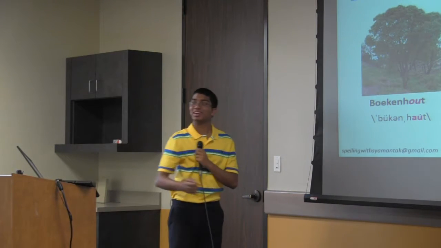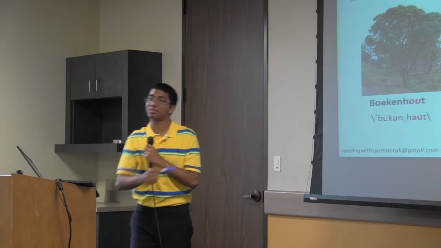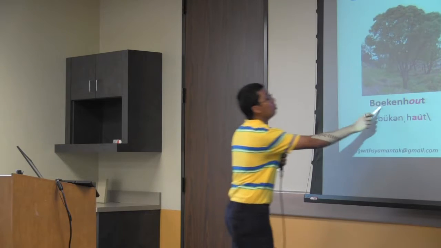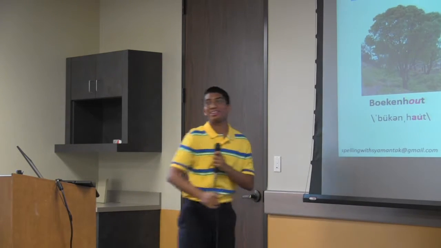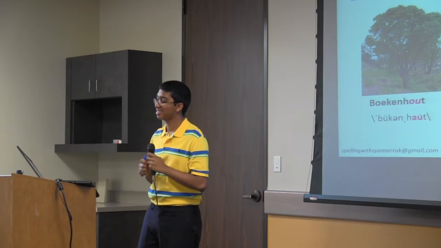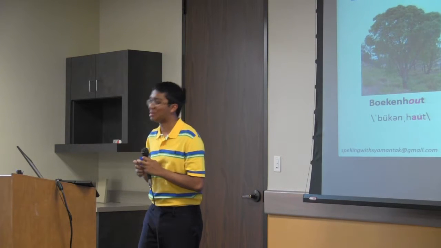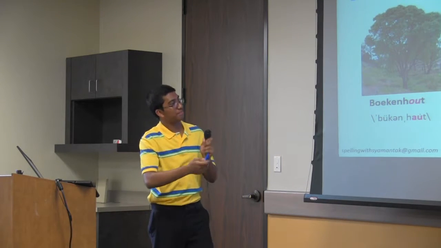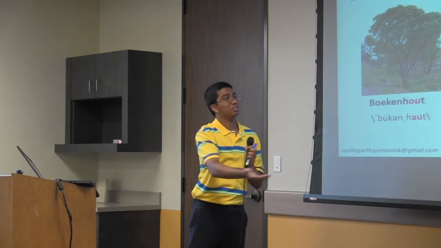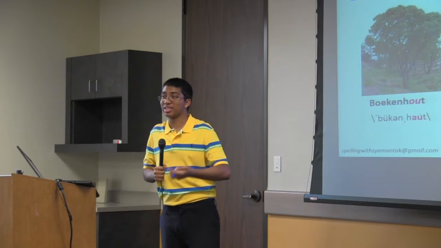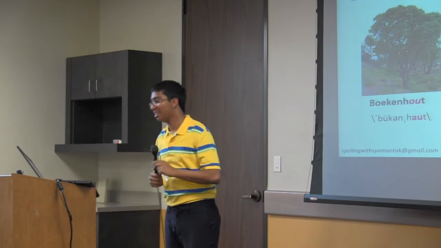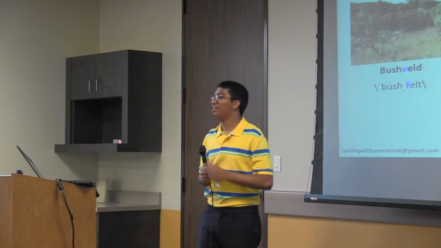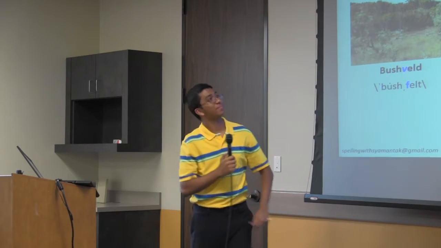Buchenhaut is interesting. Tell me one pattern that you see in Buchenhaut. Yeah? The O-E. So the O-E makes the OO sound, right? Yeah? Sounds like Buchenhaut. Kind of. So a Buchenhaut is a small tree. A scout is a scout. And a scout is related to skite. Which is a boat. Yes, it's a boat. Good. Now, we get to the feld part.